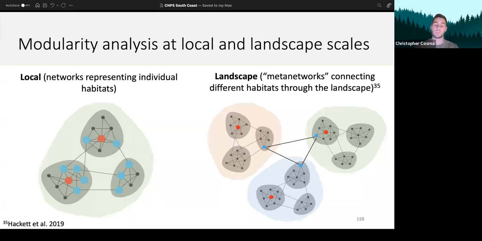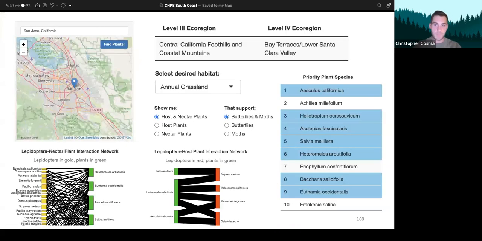And these could be plant species that are serving as kind of stepping stones that show up in multiple different types of habitats and maintain that connectivity for those butterfly and moth species that are traveling between those habitat types. And so when I showed you that the app will spit out that priority plant species list, what's happening in the background there is this sort of network analysis. It's analyzing these interaction networks in your area to find those keystone plant species, those plant species that are most important at maintaining the stability and the integrity of the entire network as a whole.